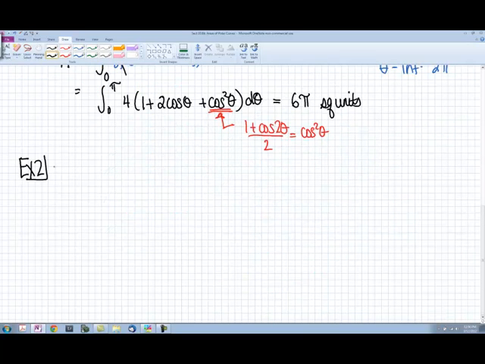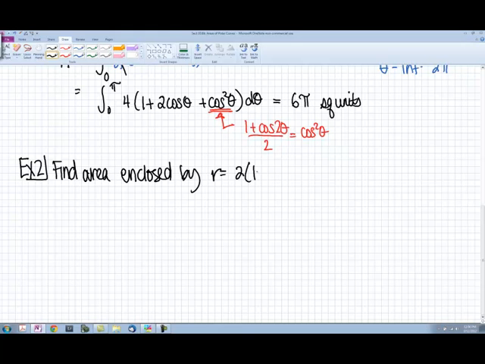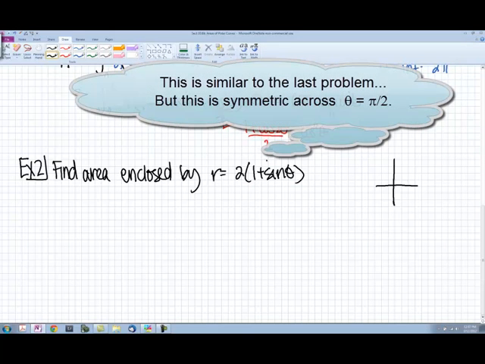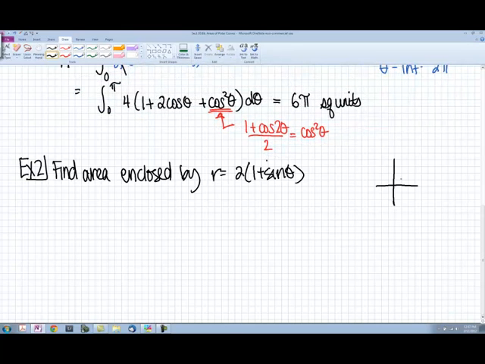Okay, example 2. I want to find the area enclosed by r equals 2 times 1 plus sine theta. So at sine of pi over 2, I have 1, so 1 plus 1 is 2 times 2 makes it 4. And at sine of 3 pi over 2, I get -1, so I have a 0 value. So I know that my graph is going to look like this. So be really careful here. This one is going to be when theta equals pi over 2. Down here is when theta equals 3 pi over 2.